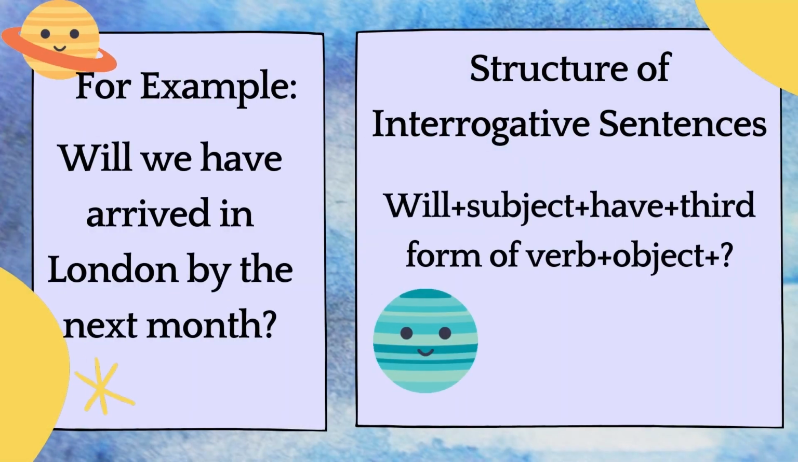Here you have the structure of interrogative sentences. As you know, an interrogative sentence starts from the helping verbs. So the structure would be will plus subject plus have plus third form of verb plus object, and not to forget the question mark. For example, will we have arrived in London by the next month?